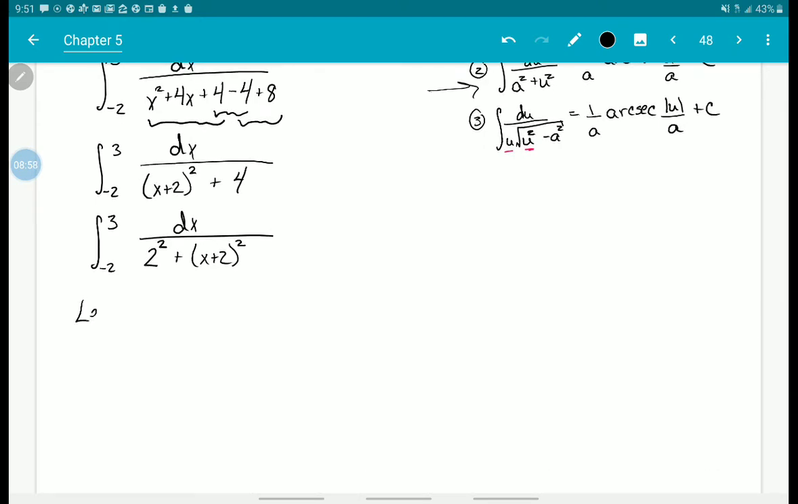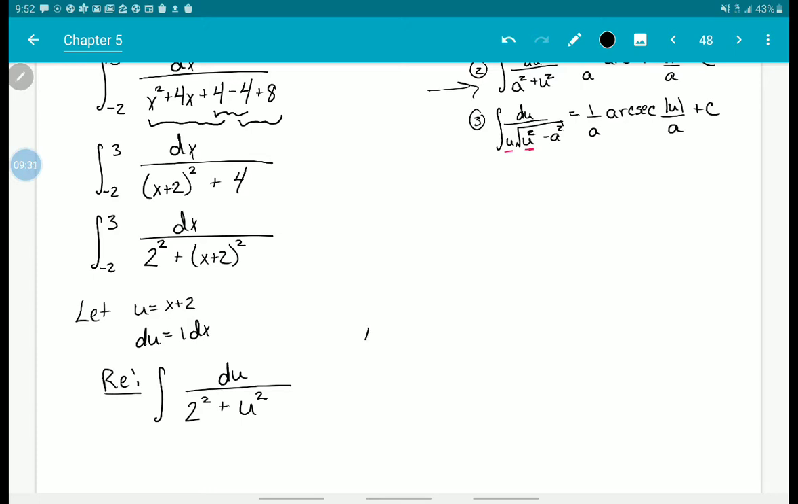So let's do our u substitution. Let's let u be x plus 2. So du would be 1 dx. So we have our du. So we are good to make our rewrite. So we have a du in the top. This is going to be over 2 squared plus u squared in the bottom.